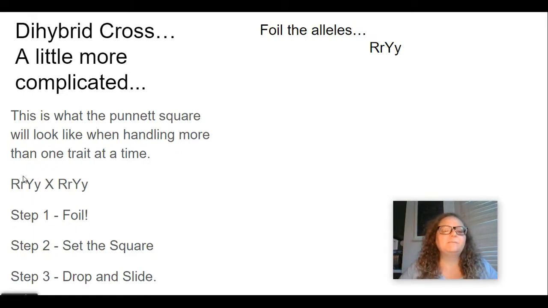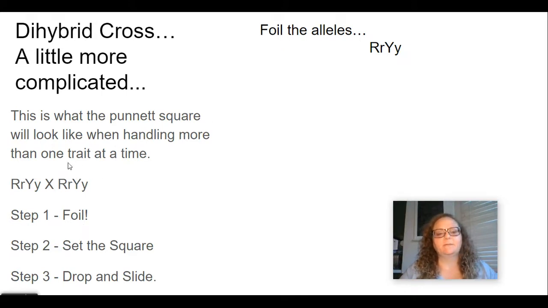So because the parents are the same genetically, we actually only have to do one FOIL set. Normally you would FOIL both parents, but I did it this way just to save time in the video, and because I really don't know that you need to see it 1,000 times. When we say FOIL, we mean FOIL exactly like you do in math. First, outer, inner, last.